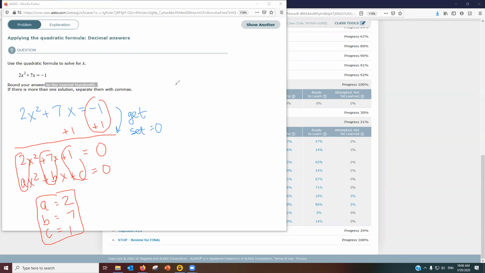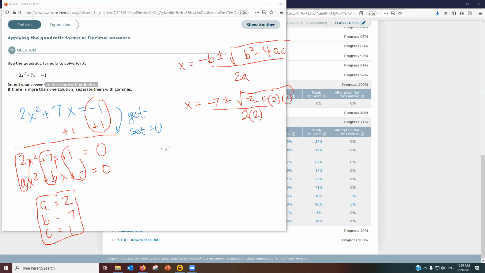All right, let's go. We might as well work this out. Let's plug into the quadratic formula, which looks like this. So I'm just going to replace each of these letters. Our B number is 7. A is 2. C is 1. And on the bottom, 2a is 2 times 2. All right, let me keep going.